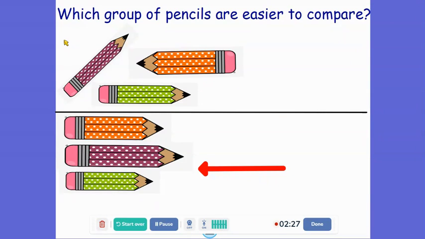So we also spent some time talking about which group of pencils would be easier to compare. And you told me that the bottom group is easier to compare because all of the pencils are lined up. It is easy to see because they all start at the same point. We can easily see that the purple pencil is the longest because it comes out the farthest. Where up here, it's really hard to tell which one's longer or shorter, or if they're the same size or not, because they're not lined up correctly.